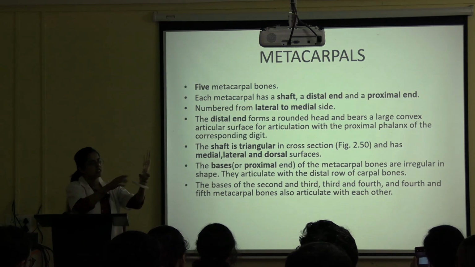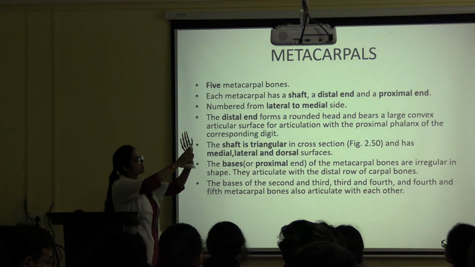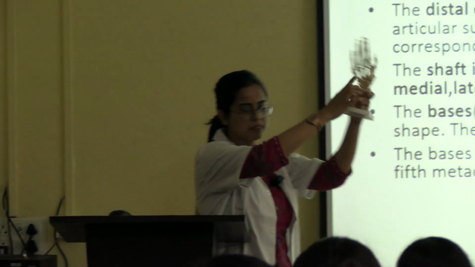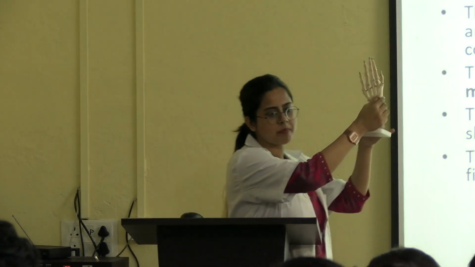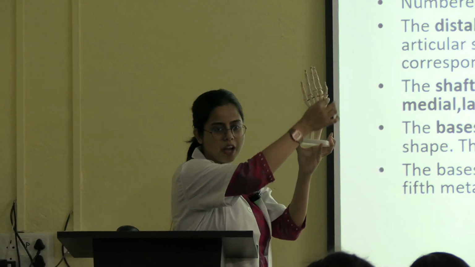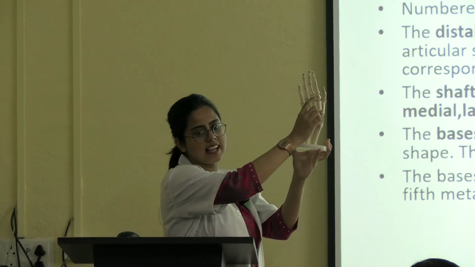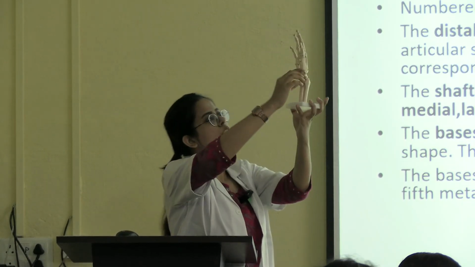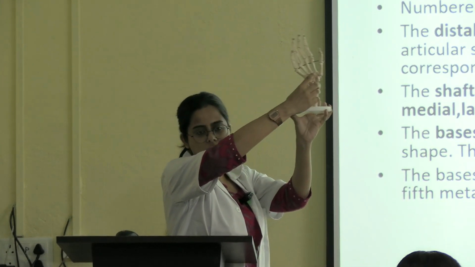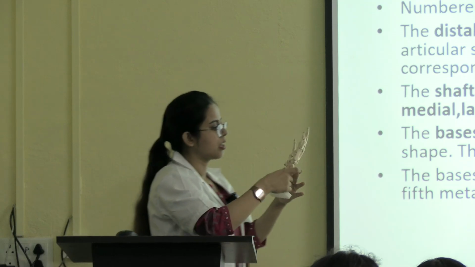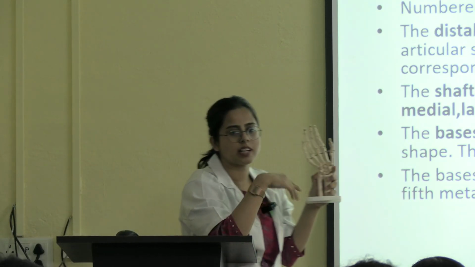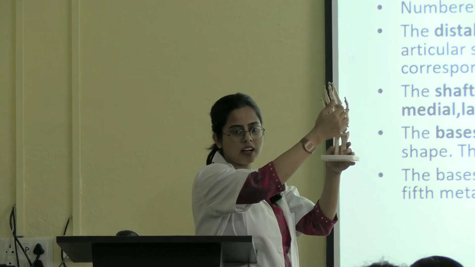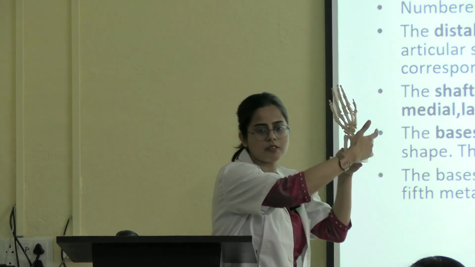5. This is the first, this one, 5th. Okay, so it has a proximal end, distal end, and a shaft. Distal end is the head. You can see the shape. And proximal end is the base of the metacarpal. If we cut this, the cross section will be triangular. Clear? It has a medial surface, a lateral surface and a dorsal surface.